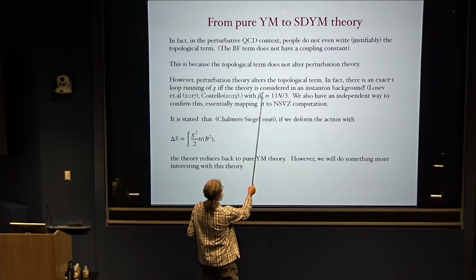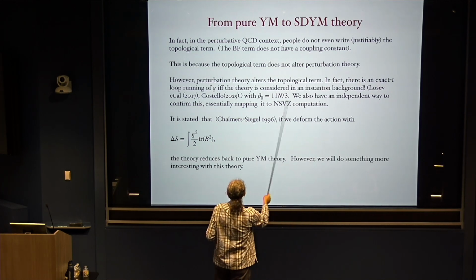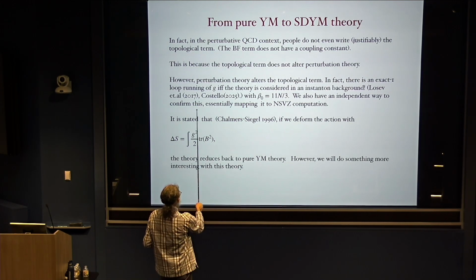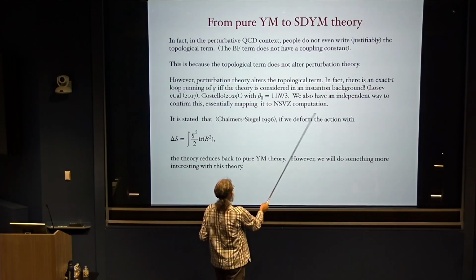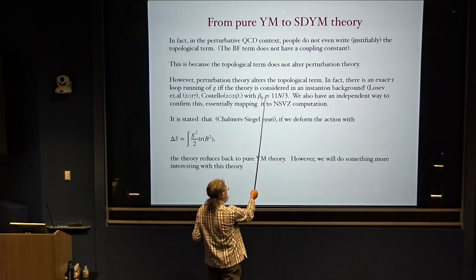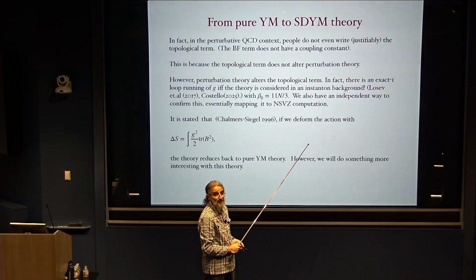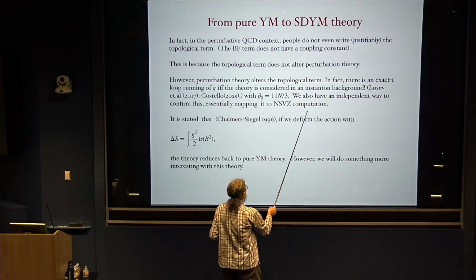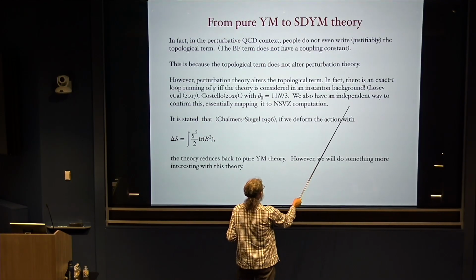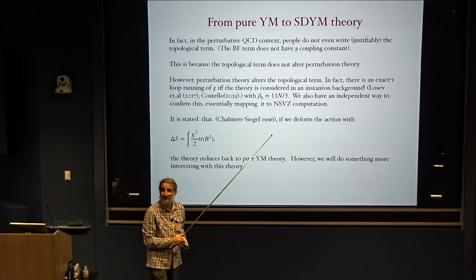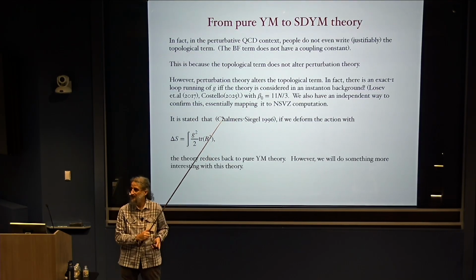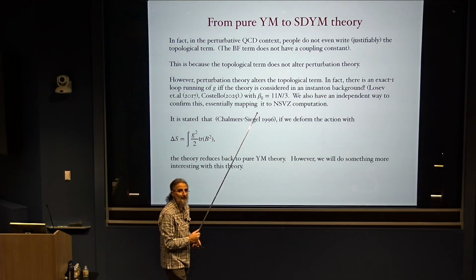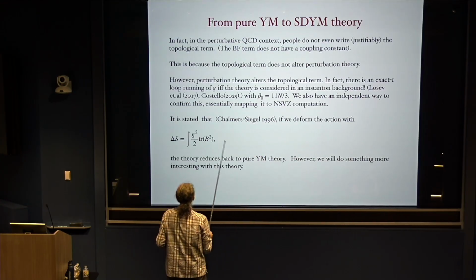The perturbation theory alters the topological term. There is an exact one loop running of G if and only if the theory is considered in the instanton background. And the running coupling is 11/3 m. And this is now one loop exact. We also have an independent derivation of this, essentially mapping this problem to some NSVZ type computation. Maybe Arkady is here, I don't know.